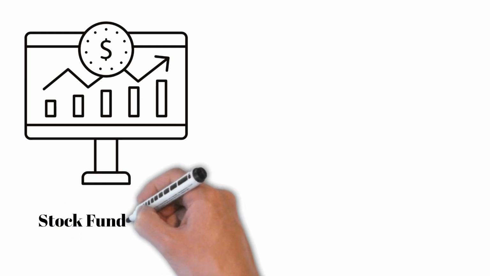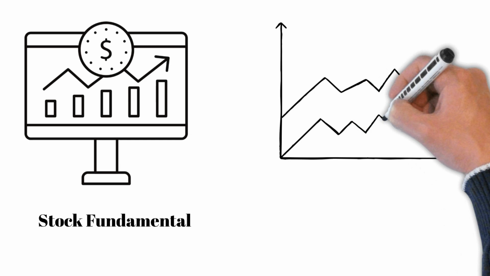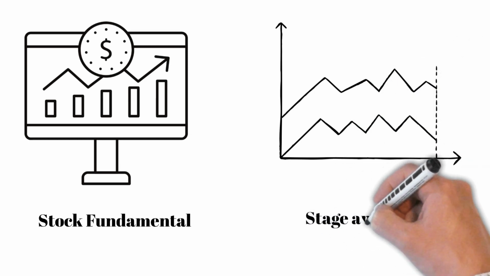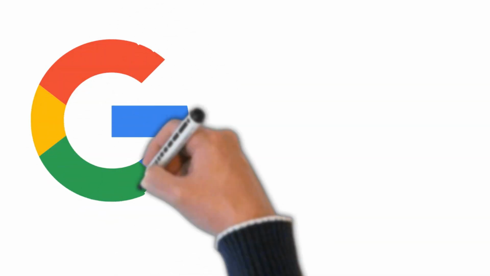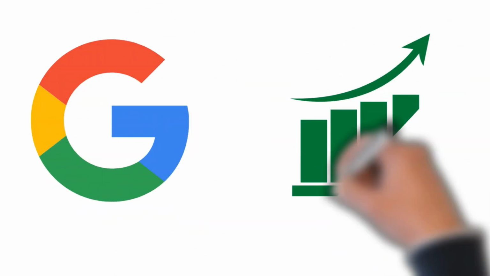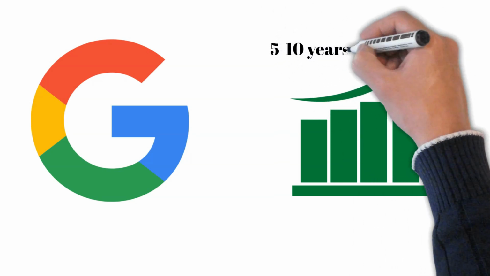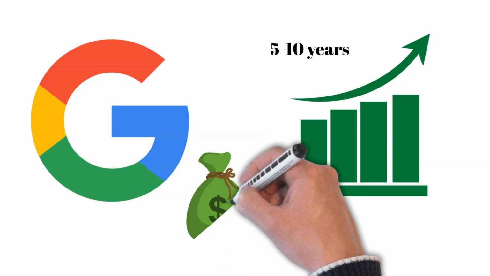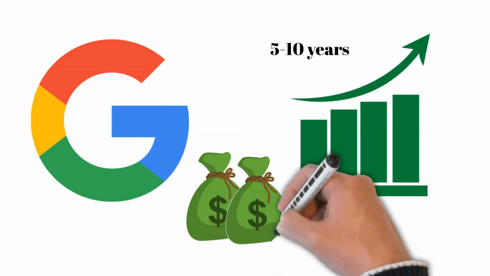Hello everyone, in this video, I will be sharing the basic methods to analyze the fundamentals of a stock, to combine with stage analysis so we can optimize our gain in the stock market. I will be using Google as an example here, as this is one of my favorite stocks and I'm confident that Google, or Alphabet, is a stock that can consistently generate nice returns for the coming 5 to 10 years.